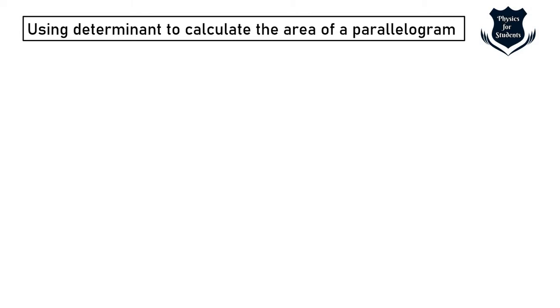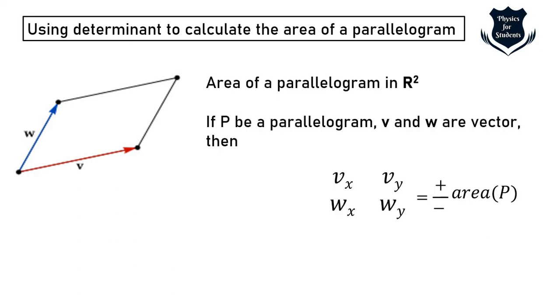We are all aware that in our school days we used to use the determinant to calculate the area of a parallelogram. So for example, this is a parallelogram with sides W and V, and the area of a parallelogram in R2, that is in 2 dimensions, can be taken by this determinant. If P is a parallelogram and V and W are vectors, then we get the value by doing it this way. The plus or minus is actually the change, and this is how we get the area of the parallelogram.